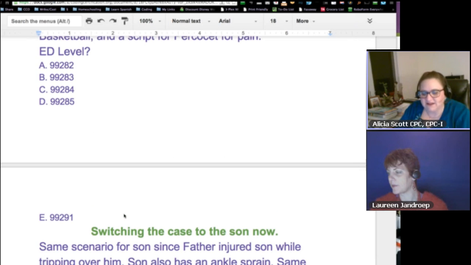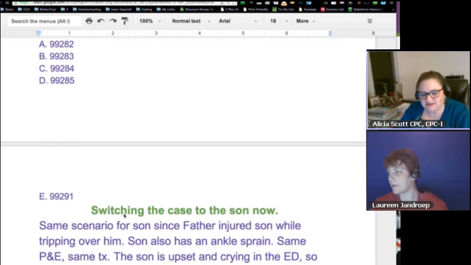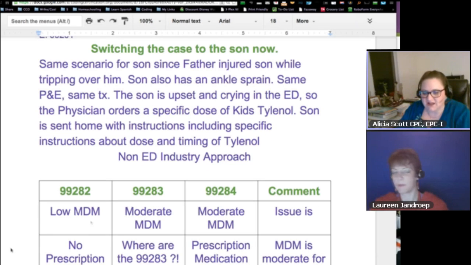But he said, let's switch this up. Let's do the same scenario for the son and not the father. The father injured the son while tripping over him. Son also has an ankle sprain, same x-ray, same treatment. The son is upset and crying in the ER, so the physician orders a specific dose of kids Tylenol. The son is sent home with instructions, including specific instructions about dose and timing of the Tylenol.